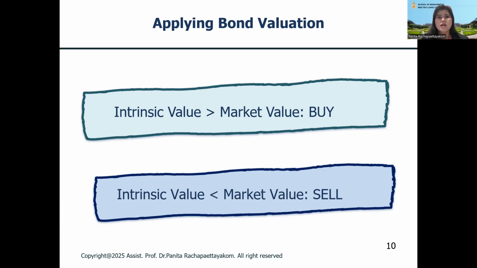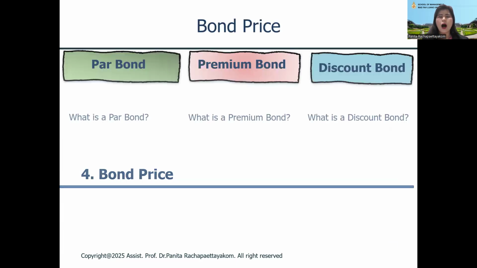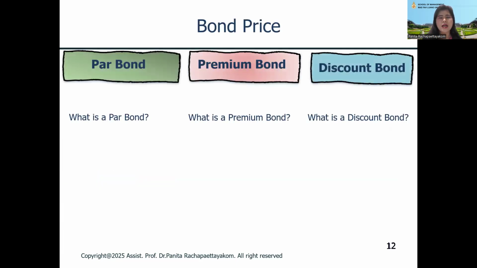In terms of the bond, you need to have the idea. I would love to introduce you to the concept of the bond price. Here I share with you that there are three aspects of the bond price. The first one is the par bond. The second one is the premium bond. The third, the last one, is the discount bond.